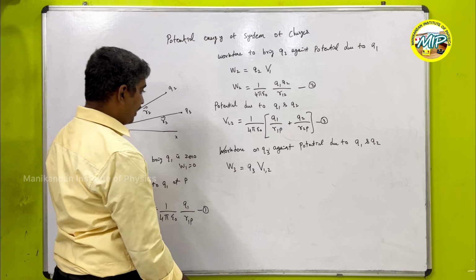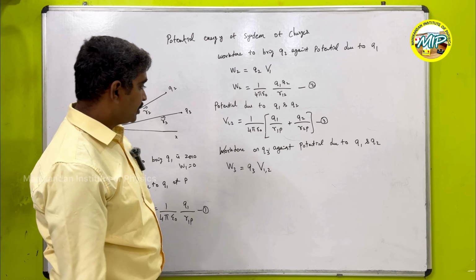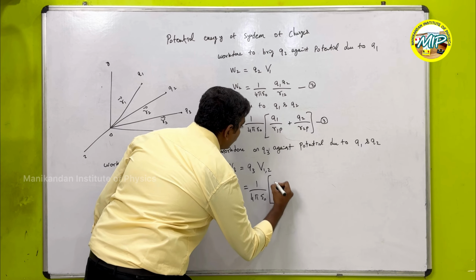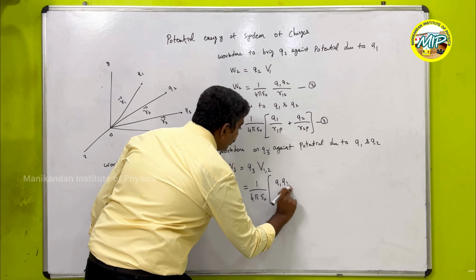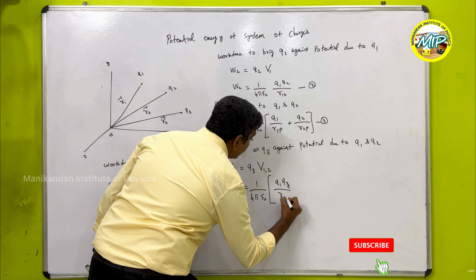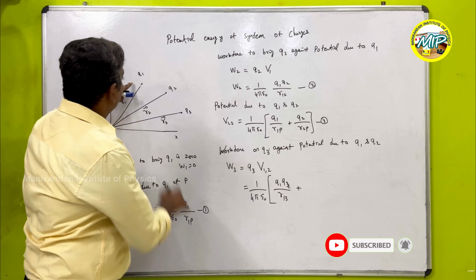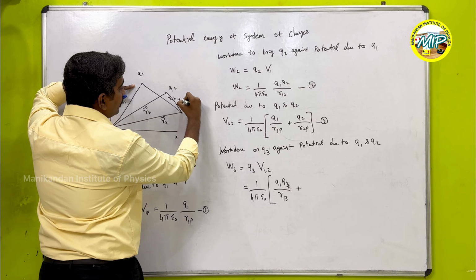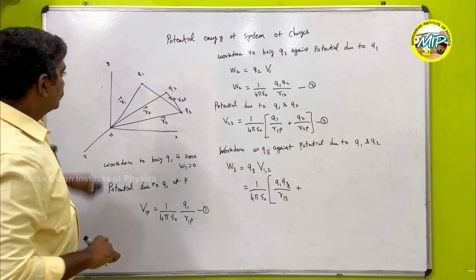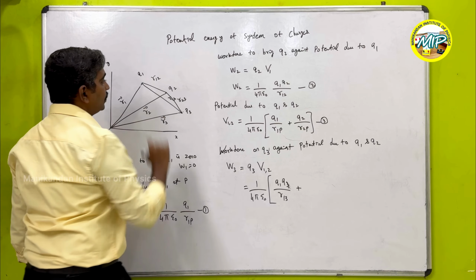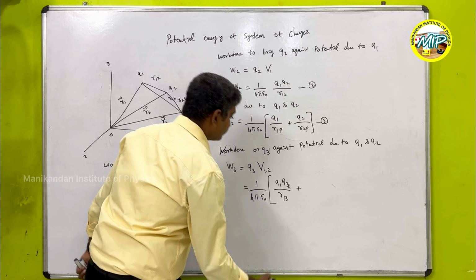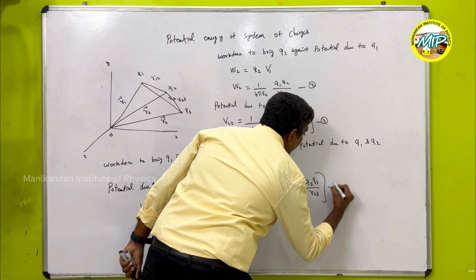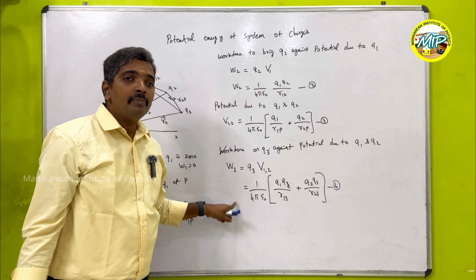So if I substitute this here, 1, 2 here, equation 3 here, then I may write 1 by 4 pi epsilon naught Q1 Q3 by R13. R13 means the distance from here to this will be R13, the distance from here to this will be R23, right? The distance from here to this will be R12, clear? So I may write here Q2 Q3 by R23. So this is my equation 4. So this is the amount of work done required to bring my third charge.